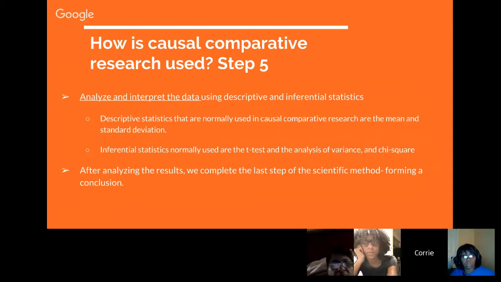In step 5, we will analyze and interpret our data using descriptive and inferential statistics. Descriptive statistics that are normally used are the mean and standard deviation. The inferential statistics normally used are the t-test, analysis of covariance, and chi-square. After analyzing the results, we complete the last step of the scientific method, which is forming a conclusion.